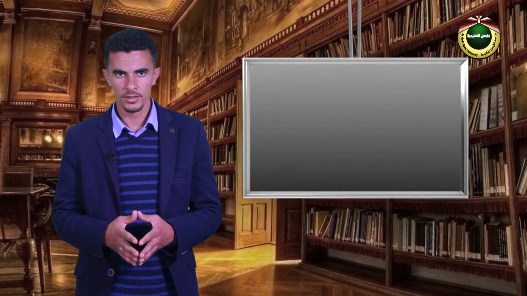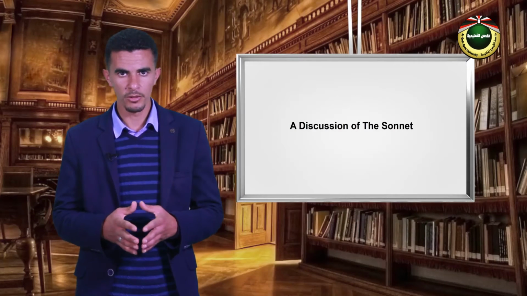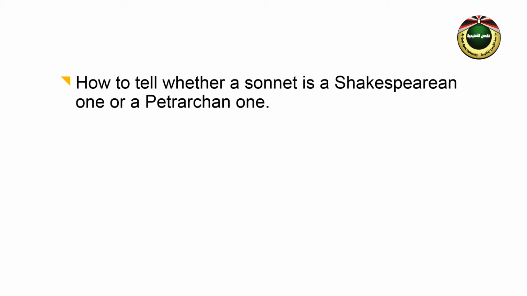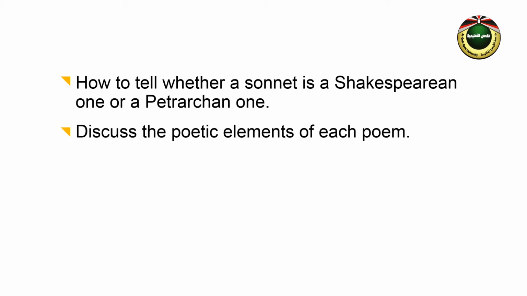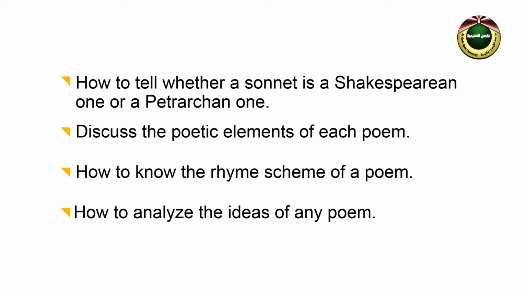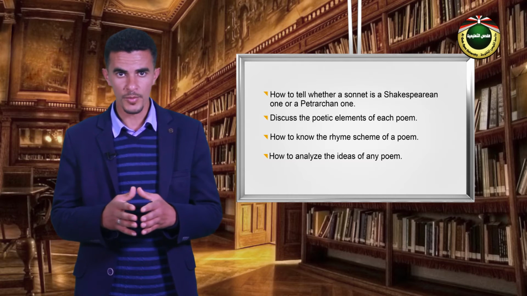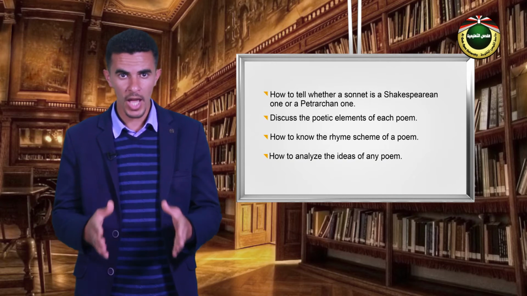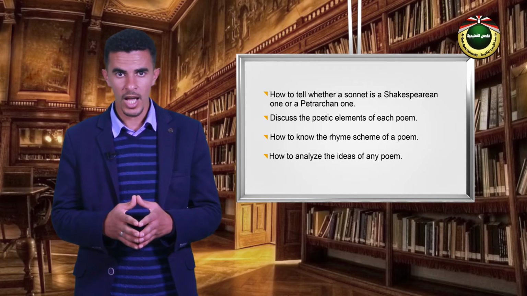Hello everybody. After discussing the elements of poetry, today we are going to learn together how to tell whether a sonnet is a Shakespearean one or a Petrarchan one. Then we will move to discuss the poetic elements of each poem. We will also learn how to know the rhyme scheme of a poem and how to analyze the ideas of any poem. We will discuss two poems. I am not going to tell the titles, the authors, and the types of the poems now. We will know this information after discussing the poems.